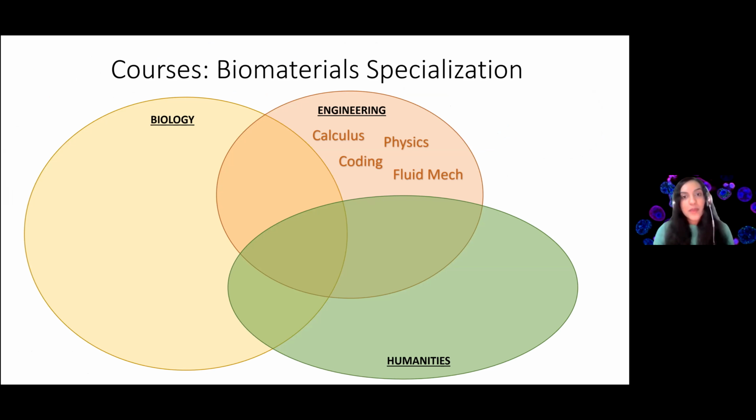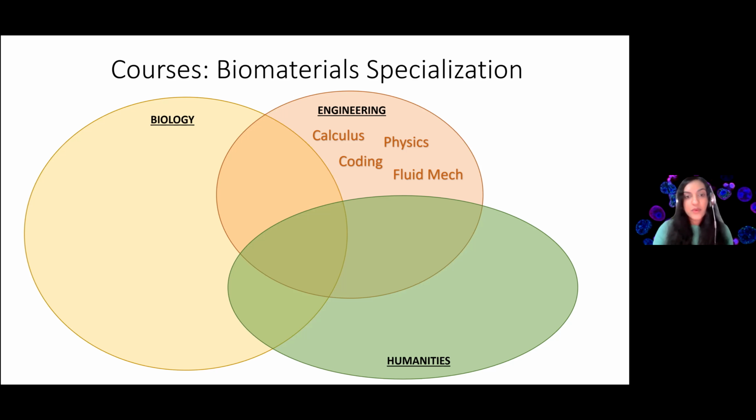So in general, my program was structured such that the first 2 years were general engineering. So we did a lot of things like calculus, physics, coding, fluid mechanics, all of the hardcore engineering subjects we pretty much did in our first 2 years. And then in our third year is when you begin to specialize. So I specialized in biomedical engineering.